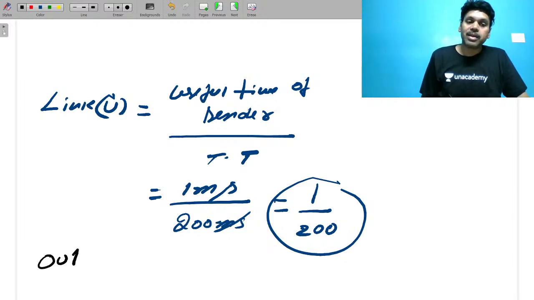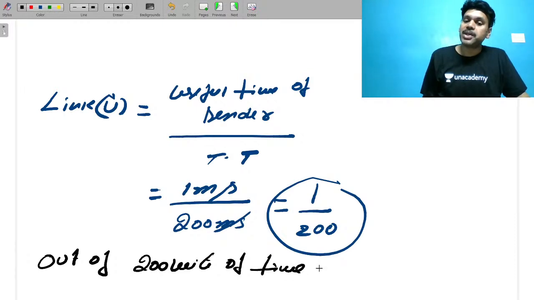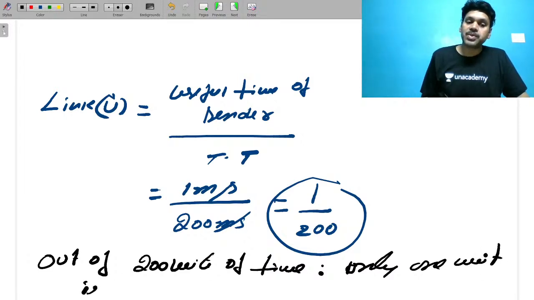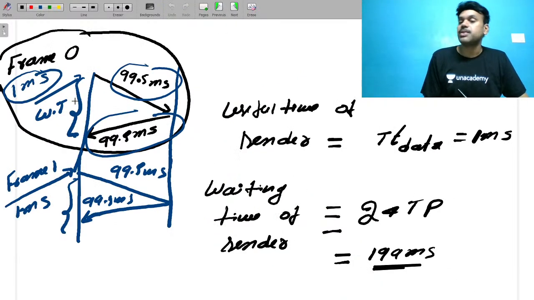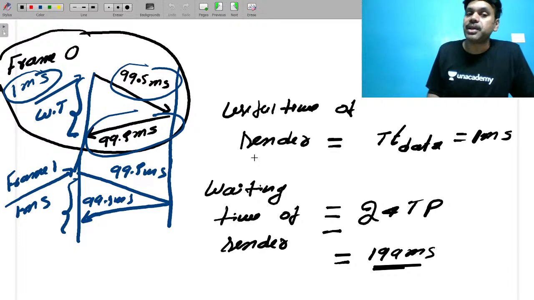Let me write. Out of 200 units of time, only one unit is useful, and the remaining 199 units are waiting. We already saw this in the proof. Observe, this is your waiting time, almost all 199 milliseconds.